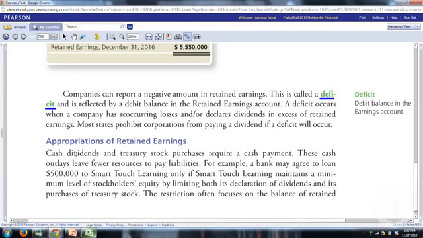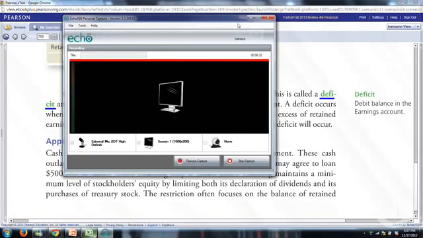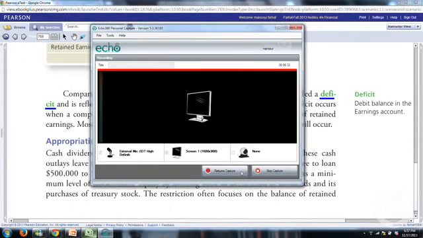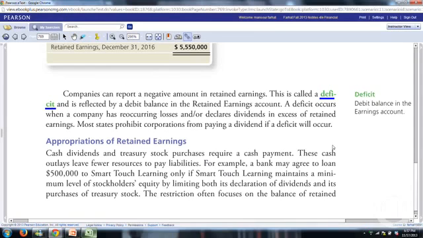Another term that we need to be familiar with when it comes to retained earning is appropriation of retained earning. What is appropriation of retained earning? So when and how do we appropriate retained earning? Basically, appropriation means restricted. So let's assume a bank may agree to loan $500,000 to Smart Touch. So let's assume a bank agrees to lend the company $500,000 only if Smart Touch Learning maintains a minimum level of stockholders' equity by limiting both its declaration of dividends and its purchase of treasury stock.